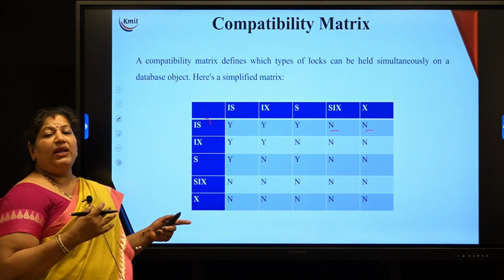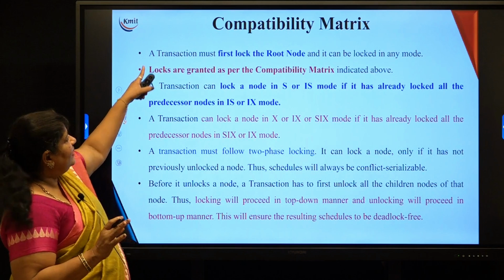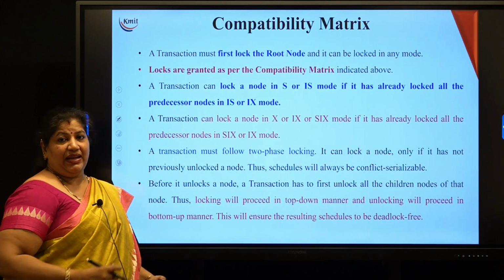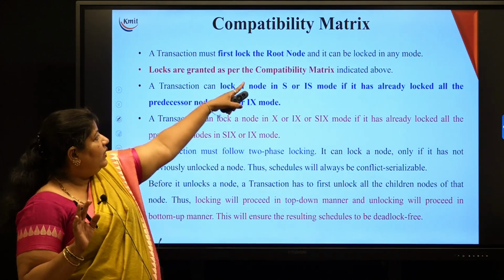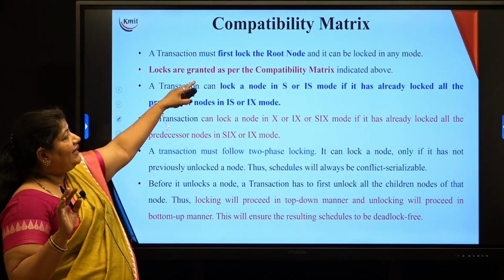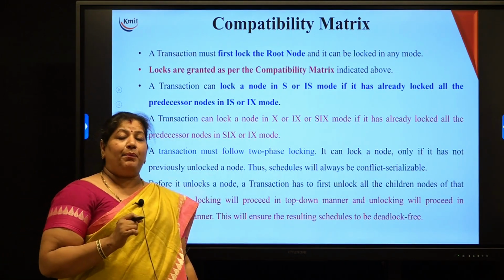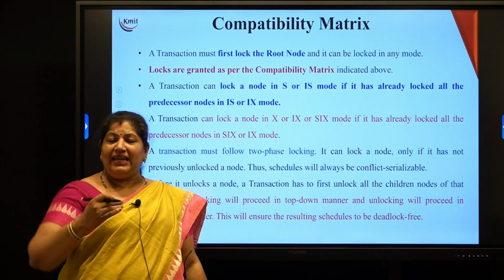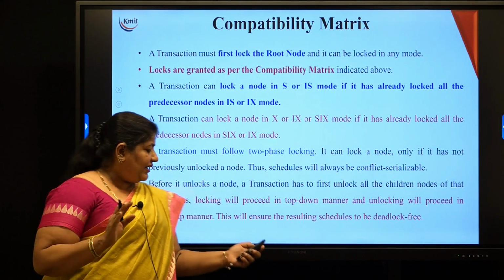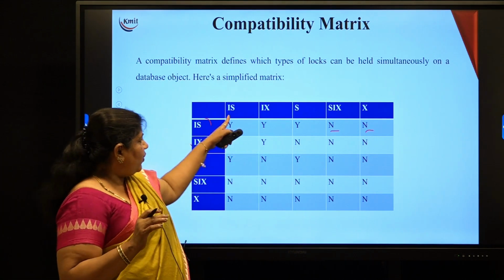You can go through them in order to understand how it works. Look at this. The transaction first locks the root node, what we have seen at the database level. What is that? Intention lock, root node, so that it can be locked at any node. So locks are granted as per the compatibility matrix indicated above. So if you have applied for IX and you are intending to take IS, can it coexist? That is what you need to see here. IX is already there, I want to apply for IS.